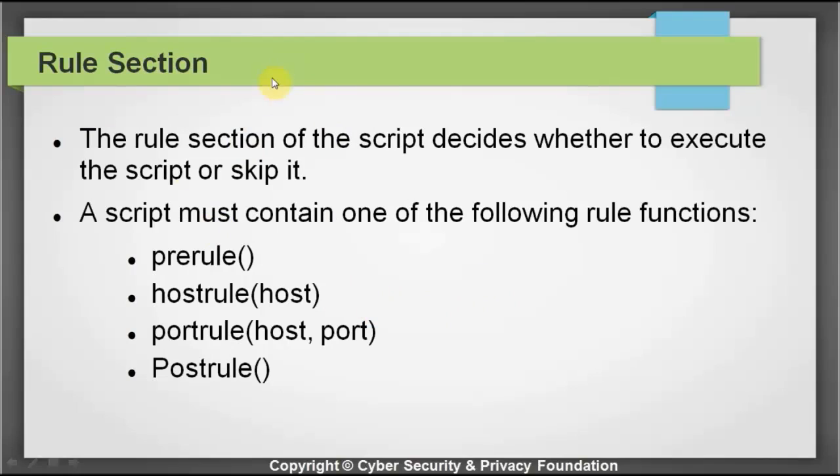Also, the rule section helps decide whether to execute a script or not. They can have these four different functions. It can be a pre-rule, that is before the scan, a host rule, that is based on the host, a port rule, which is based on the port, and a post rule, which is after the scan. So there are four of these rules.